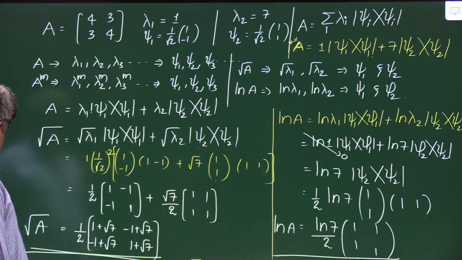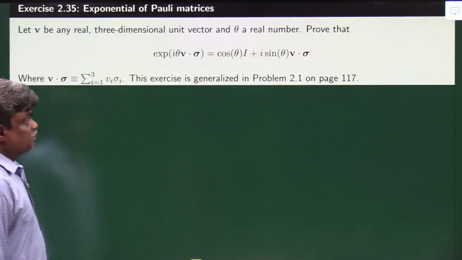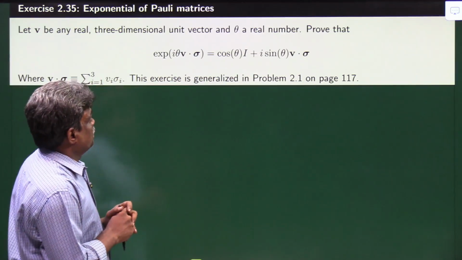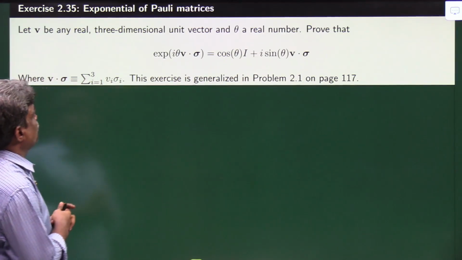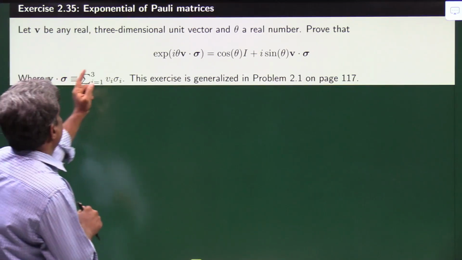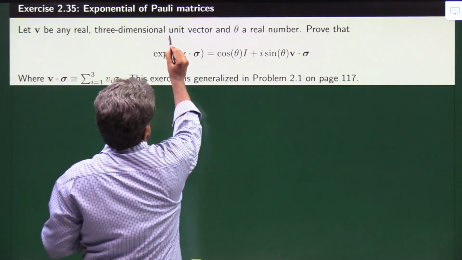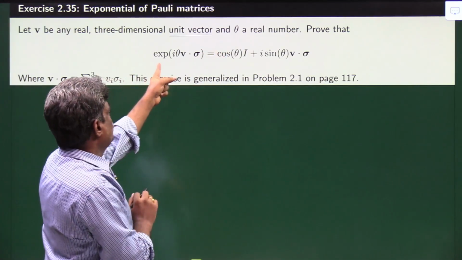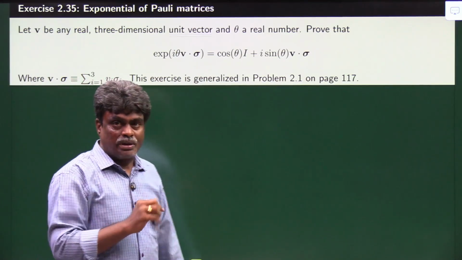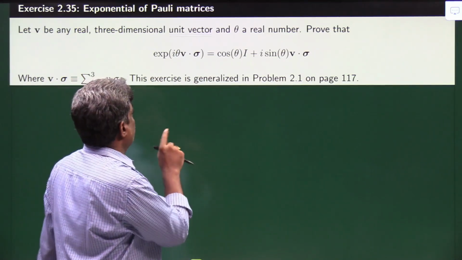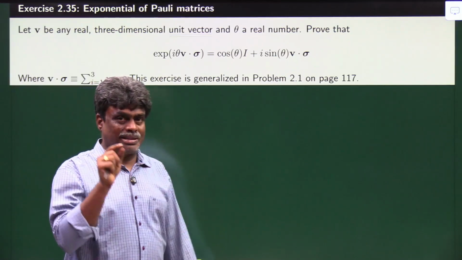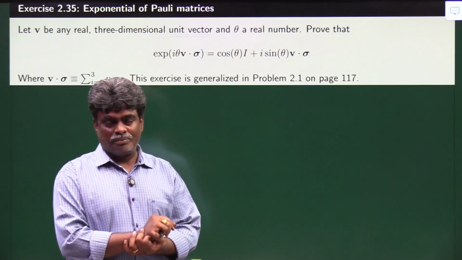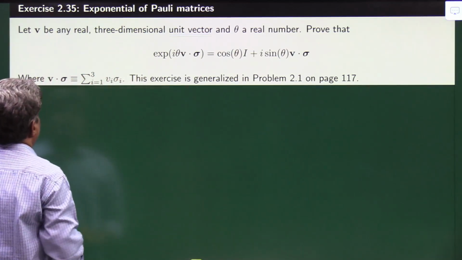Right. So let us go to the next question. This is a very, very important question for our quantum computation. So let V be any three-dimensional unit vector, and theta is a real number. So they are asking to show that exponential iota theta V bar dot sigma equals cos theta I plus iota sin theta V dot sigma. This is very important.